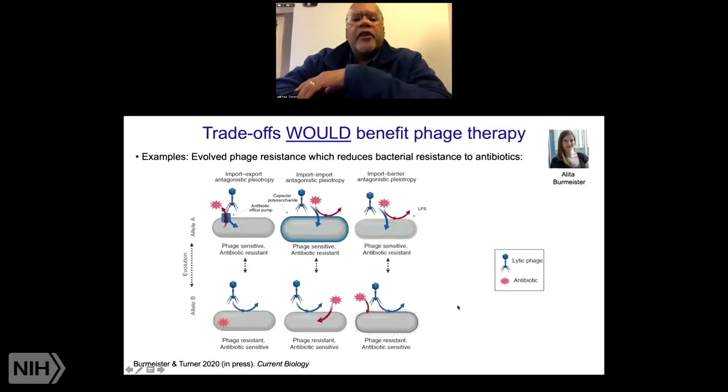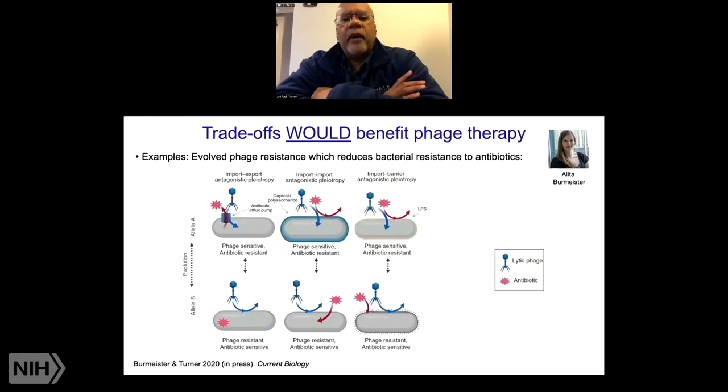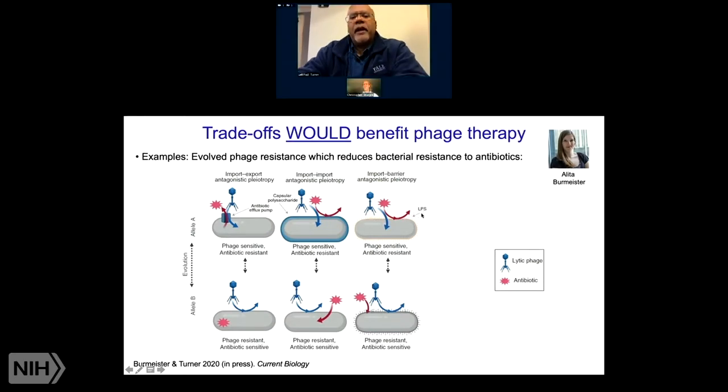So another cartoon from a recent review, this was in Current Biology last year. This says again what I mentioned earlier in the talk, and that is we are trying to find phages that interact with bacteria in a particular way so that they can drive these favorable trade-offs that work to our advantage. And these two examples here on the left, I actually already covered those, efflux pumps and this capsule around a bacterium. Now I want to say something briefly about lipopolysaccharide, or LPS.